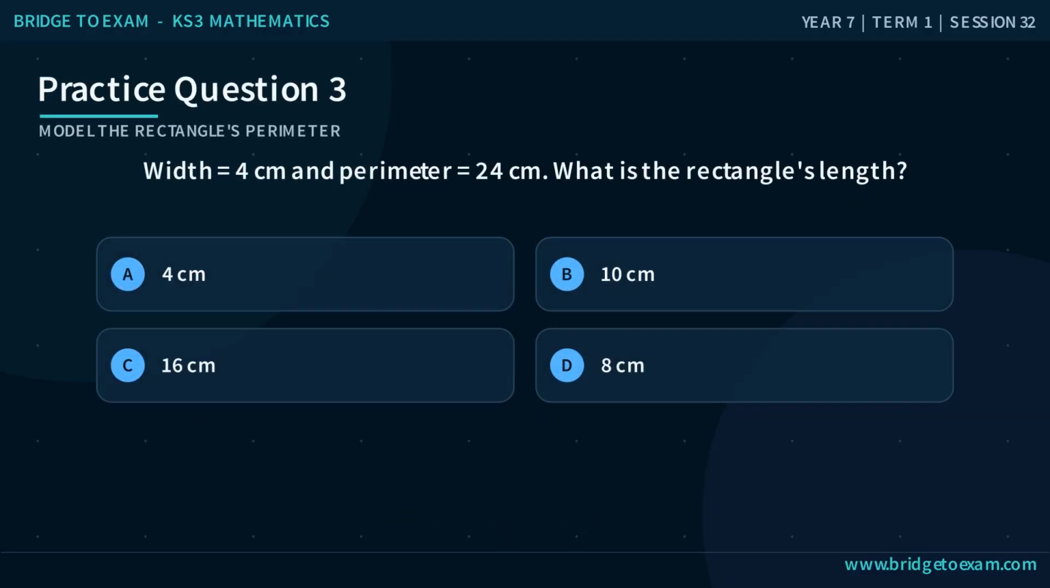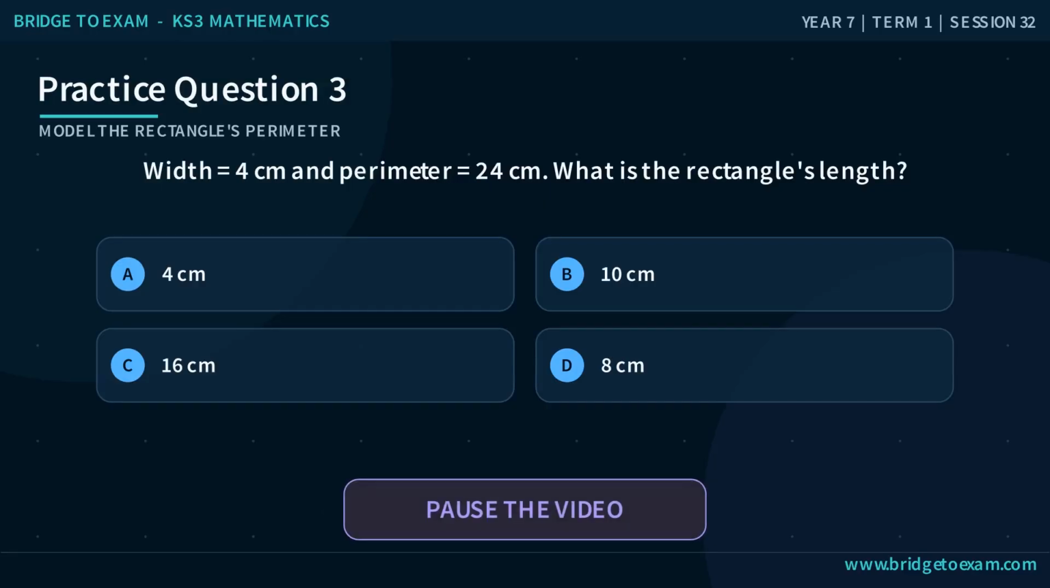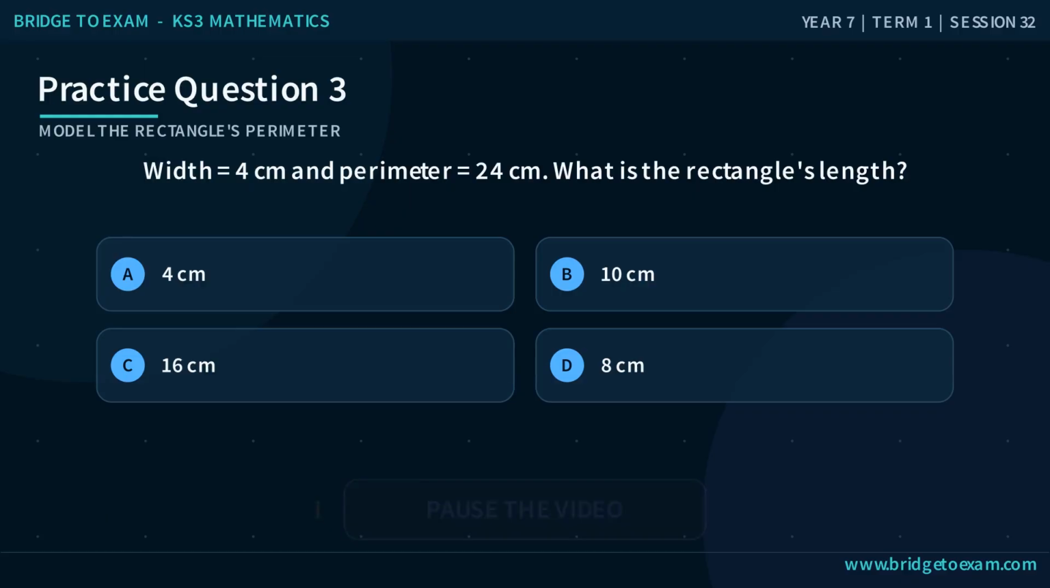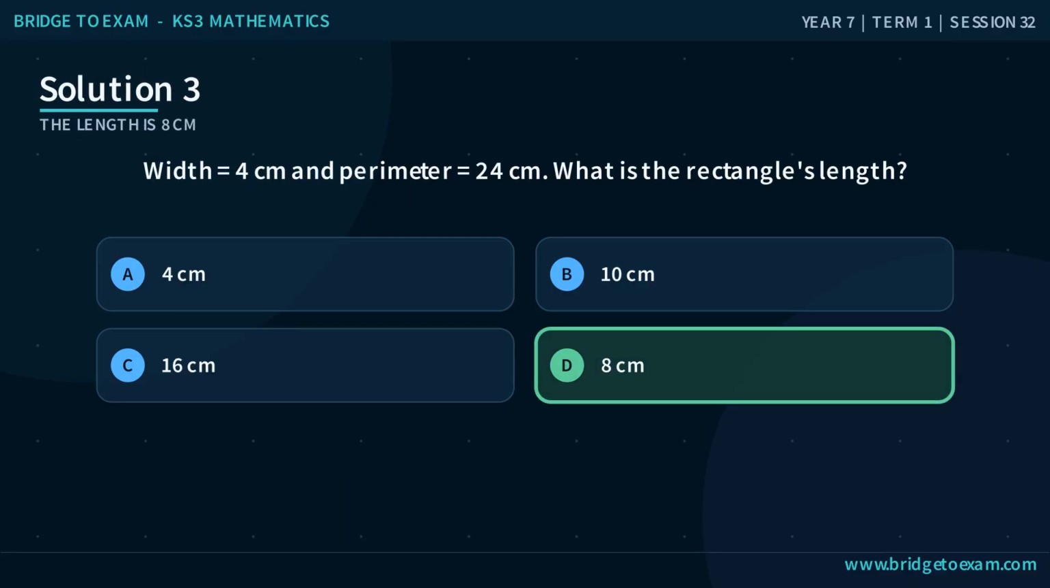Practice question 3. A rectangle has width 4 centimeters and perimeter 24 centimeters. What is its length? Option A is 4. Option B is 10. Option C is 16. Option D is 8. Pause. Use the perimeter equation 2 times length plus width equals 24. Option D is correct. The length is 8 centimeters. 2 times the quantity x plus 4 equals 24. Divide by 2 to get x plus 4 equals 12, then subtract 4.